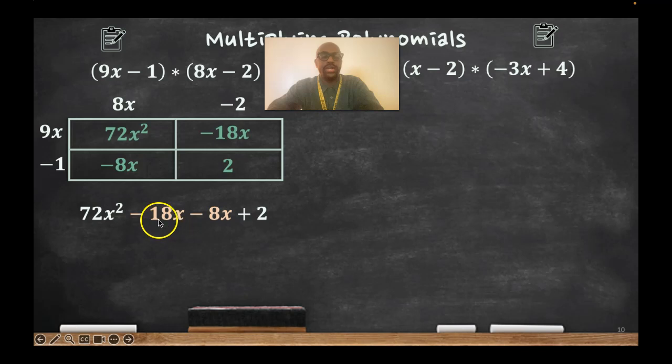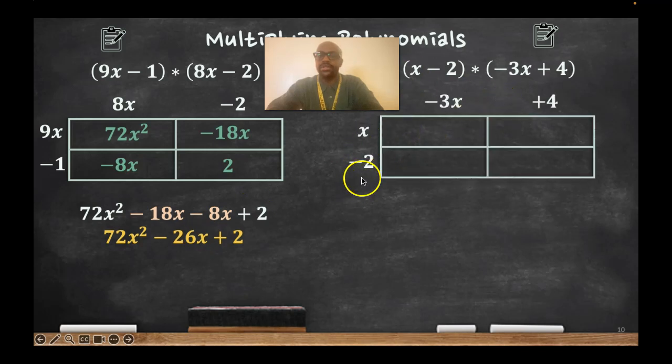Now, when you look here, you have like terms. Negative 18x minus 8x. Negative 18 minus 8 is negative 26x. Not positive 26x, not negative 10x, not even positive 10x. Negative 26x. So now let's go ahead and look at this problem over here.